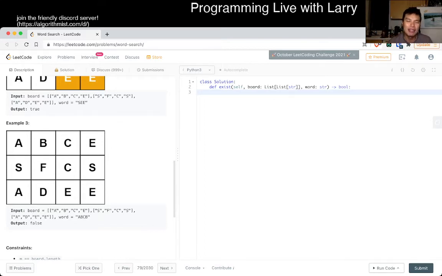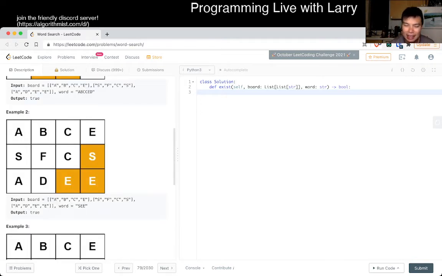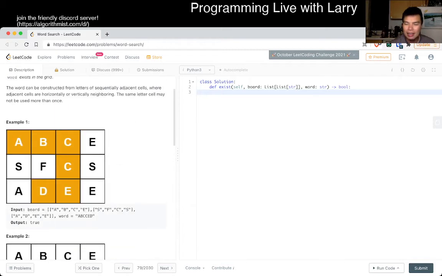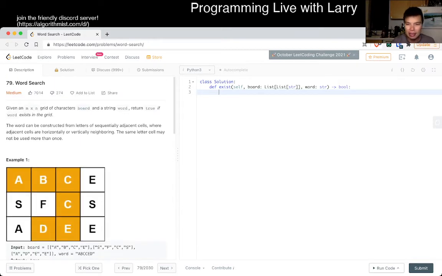But anyway, I've kind of talked about a lot of context behind these kinds of problems. Hopefully it is interesting or useful, I don't know. But let's get started on this problem, right? We just kind of go, okay, so the same letter cell cannot be used more than once. I think that maybe, at least in this case, it should be okay.